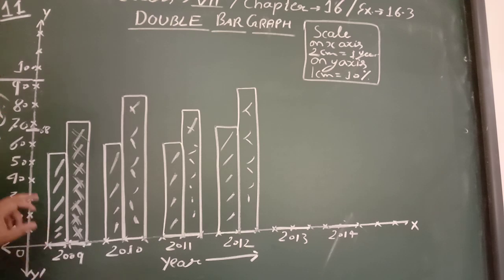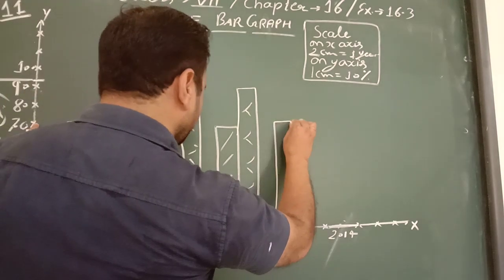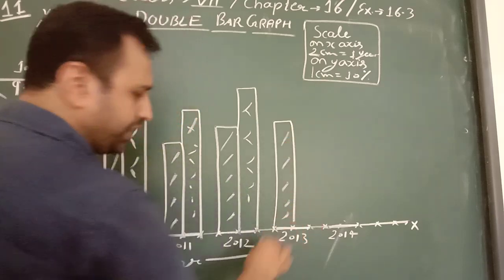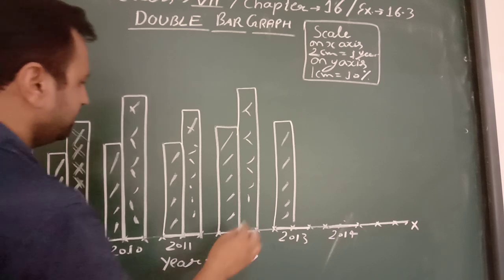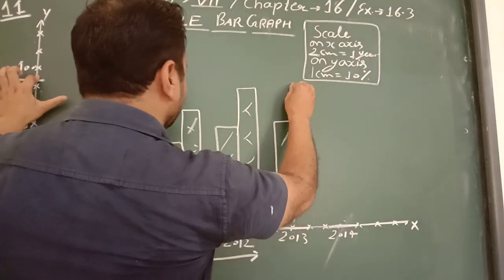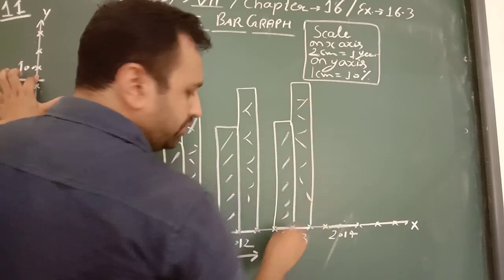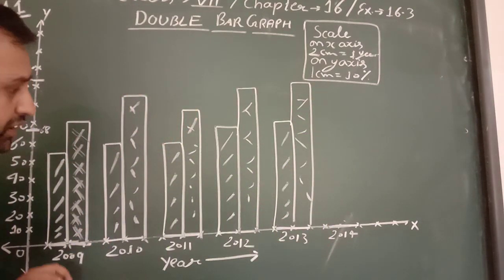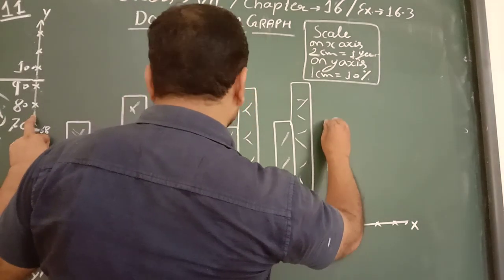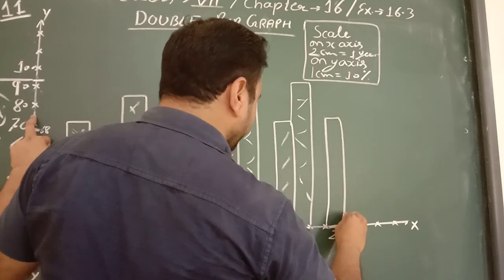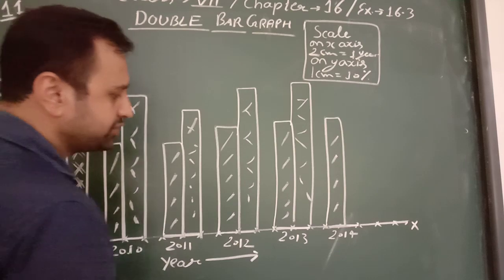2013: 70% is the result of the pre-board examination and 95% the annual examination. 2014: 75%, and the annual examination 100%.